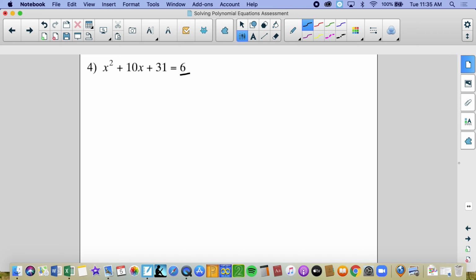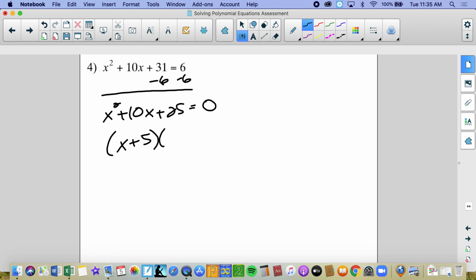So this is not equal to 0. And remember, we always have to equal it to 0. So we'll subtract 6. We'll get x squared plus 10x plus 25 equals 0. I already see that this is a binomial square. I know that this is x plus 5.